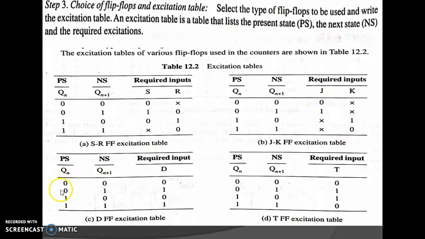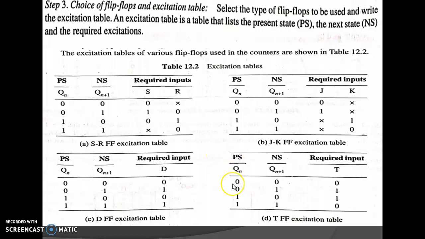Next is D flip-flop. Present state, next state, both value 0. This time D equal to 0. Present state 0, next state 1. This time D 1. Present state 1, next state 0. D equal to 0. Present state, next state, both value 1. This time D value 1.